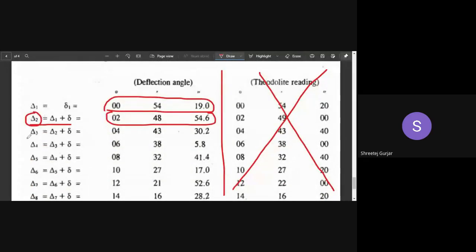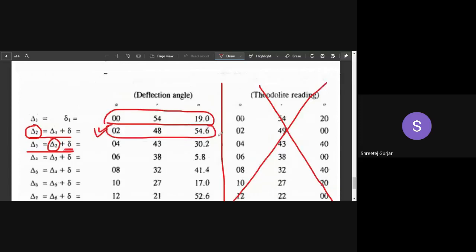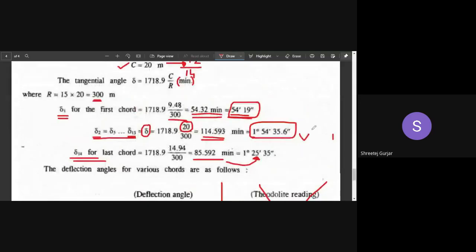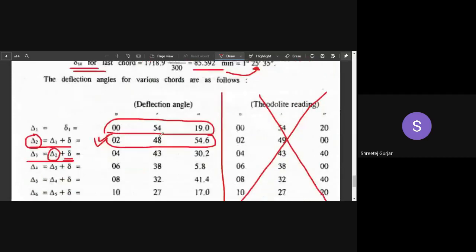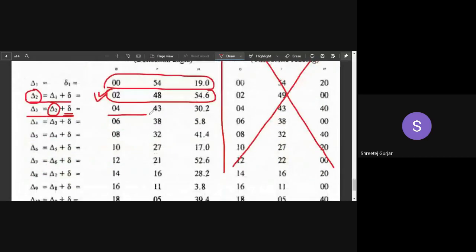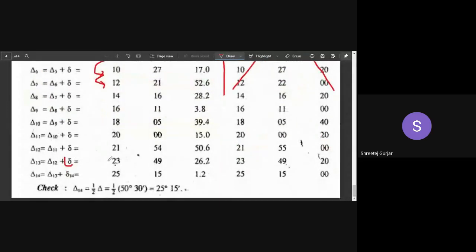Now to calculate deflection angle 3, to this particular angle, to delta 2, what you have to do? You have to add a delta. Meaning you have to add this particular 1 degree, 54 minutes, 35 seconds again. Then you will arrive at this particular 4 degree, 43 minutes and 32 seconds. Okay. Similarly, you have to add delta for all of these angles. Go on adding to each of these. You will get your consecutive angles up to delta 12.